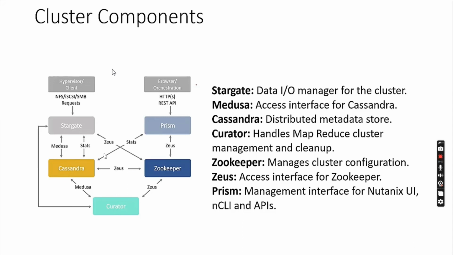There is Zookeeper available inside your Nutanix. Every node has its own Stargate, Prism, Cassandra, Zookeeper. Okay. So they are redundant also. So every node has its own Stargate, its own Prism Central, its own Cassandra, Zookeeper. So if one node goes down, its Zookeeper will fail, Cassandra will fail. So other nodes' Cassandra and Zookeeper will manage the whole cluster together.